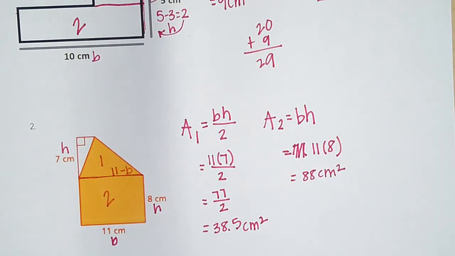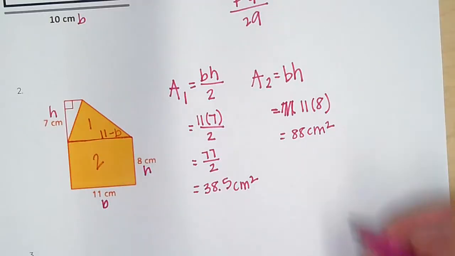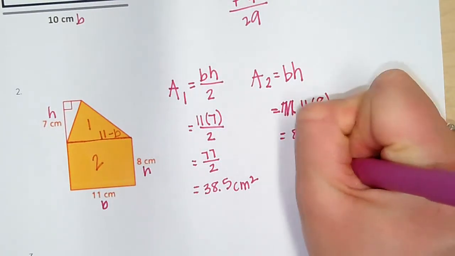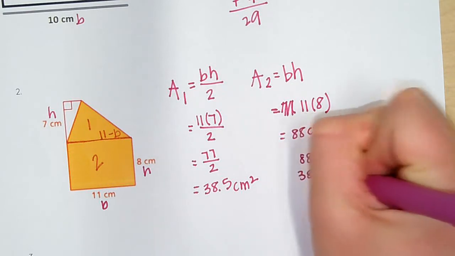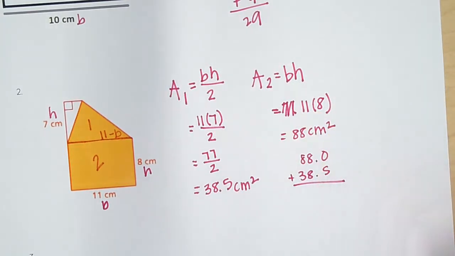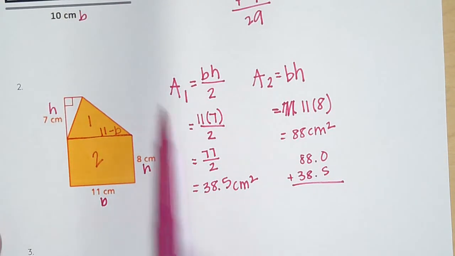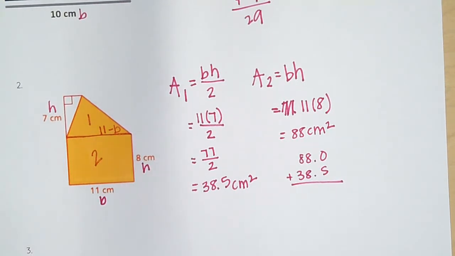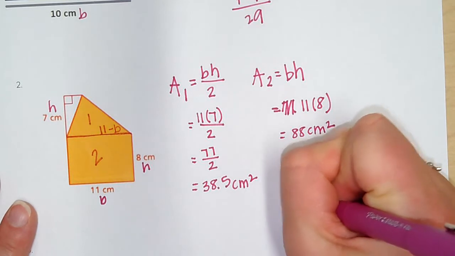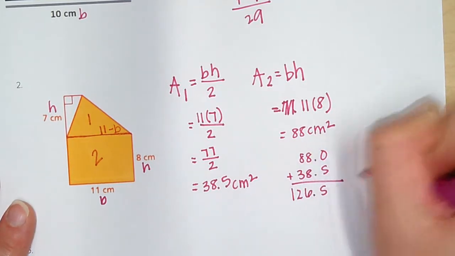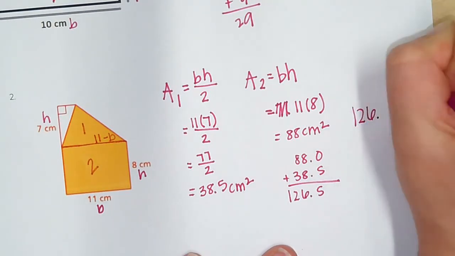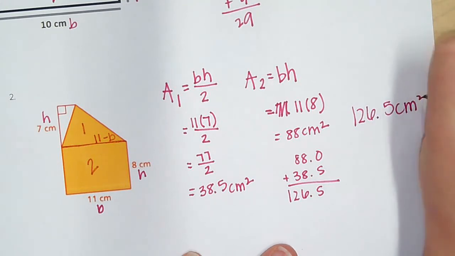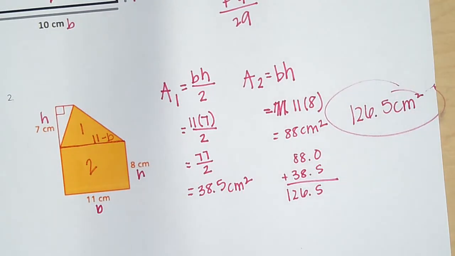What is my next step? Add them together. So 88 plus 38.5. What is the area of this entire figure? 126.5 centimeters squared. And there you have it.